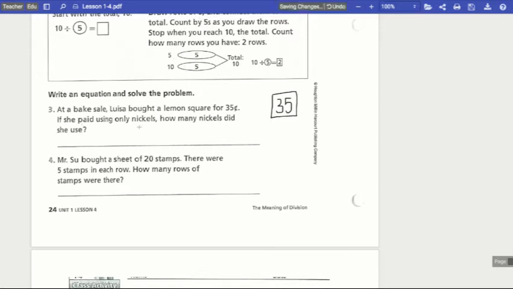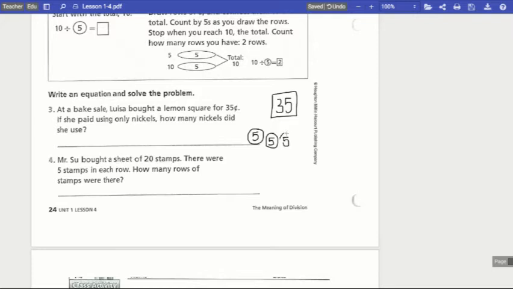She paid using nickels. Now, I know that nickels are 5 cents. So that would be groups of 5. I just need to figure out how many groups of 5 does it take. So let's go ahead and figure that out. We can count by 5s to do this. So 5, 10, and I hope you're drawing this on your math boards with me.